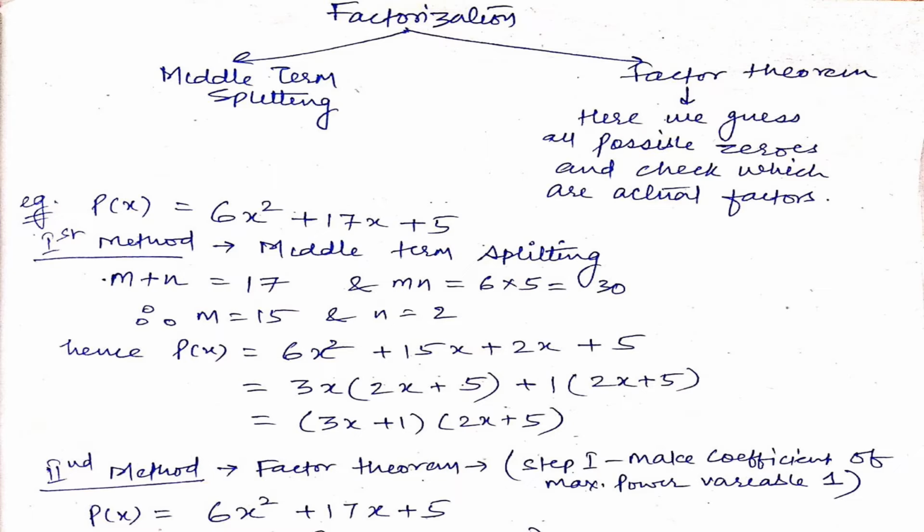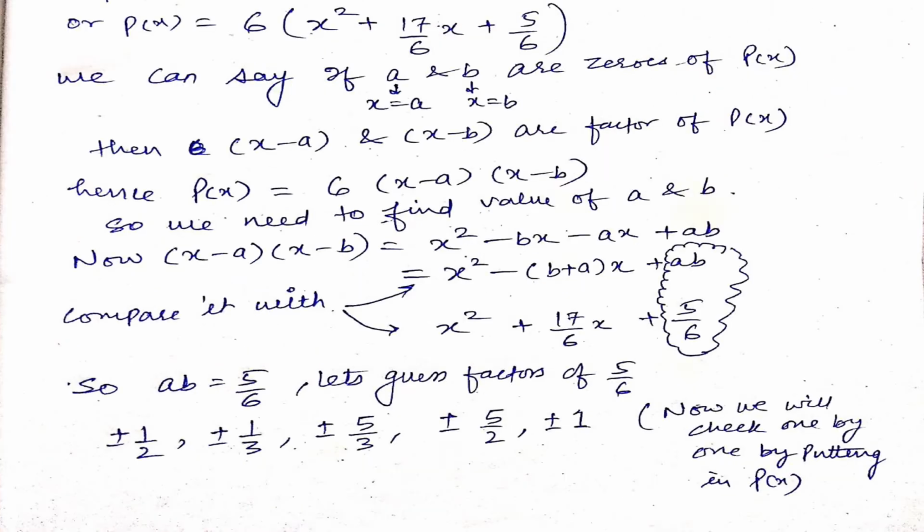Very easy. Just see. I have taken 6 common from the whole expression. If you observe, here we had 6, so 6 came out easily. But 17x and 5 don't have any 6. So that is why I had to write 6 in division. Kindly don't get confused. Actually 6x square had 6, so it came out very easily.